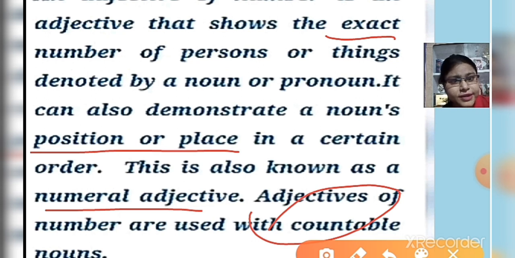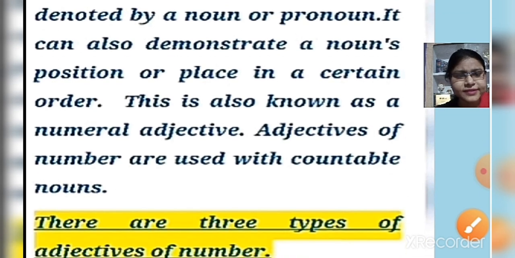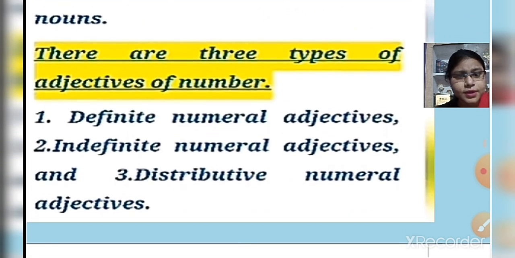It always shows the exact number of person or things denoted by noun and pronoun, and then it always demonstrates the position of nouns in a certain order, and then it is also known as a numeral adjective, and the last is that it is always used with countable nouns. Clear? Let us begin. Next one, I hope this is clear to you. See the example, you will get more.